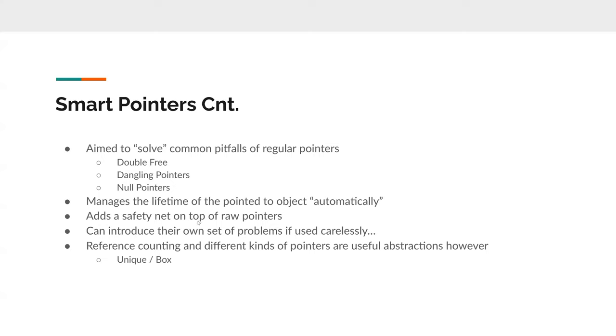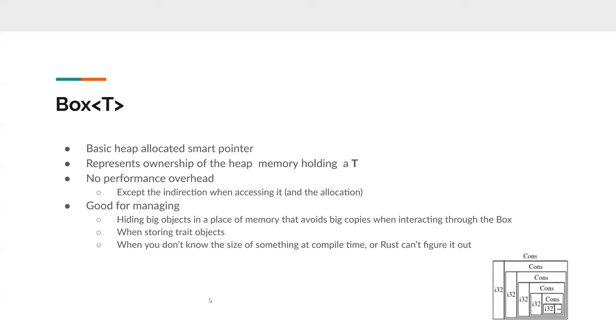The types of smart pointers that we can work with in Rust are the Box, which translates more or less to the unique pointer type in C++, if you're familiar. And we have Rc, which sort of translates to shared pointer in C++. And then there's a weak pointer type as well, which is called the same on both sides. So let's start with the simplest one, which is Box.